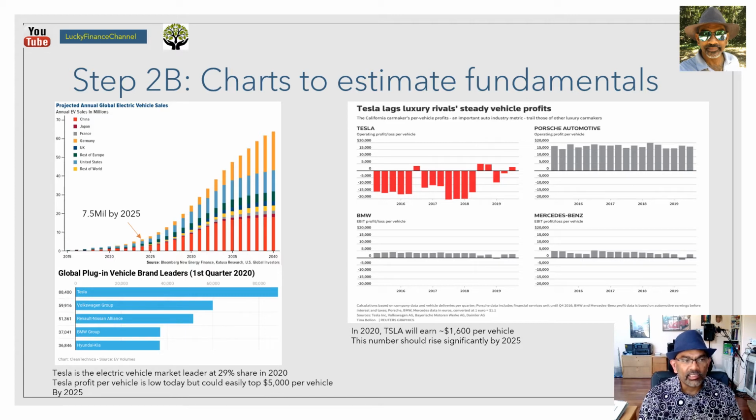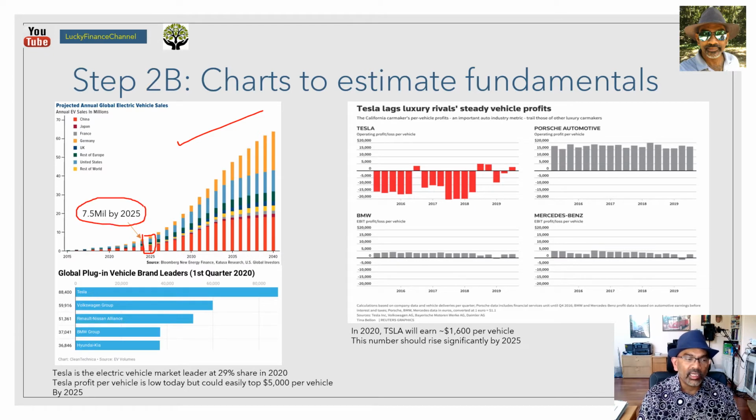So let's start right at the top here. The first thing is this chart right here, from Bloomberg New Energy Finance, which shows the projected global electric vehicle sales over the next roughly 40 years. You can see it's a pretty asymptotic graph. But by 2025, which is actually this chart right here, the estimates are for about 7.5 million vehicles.